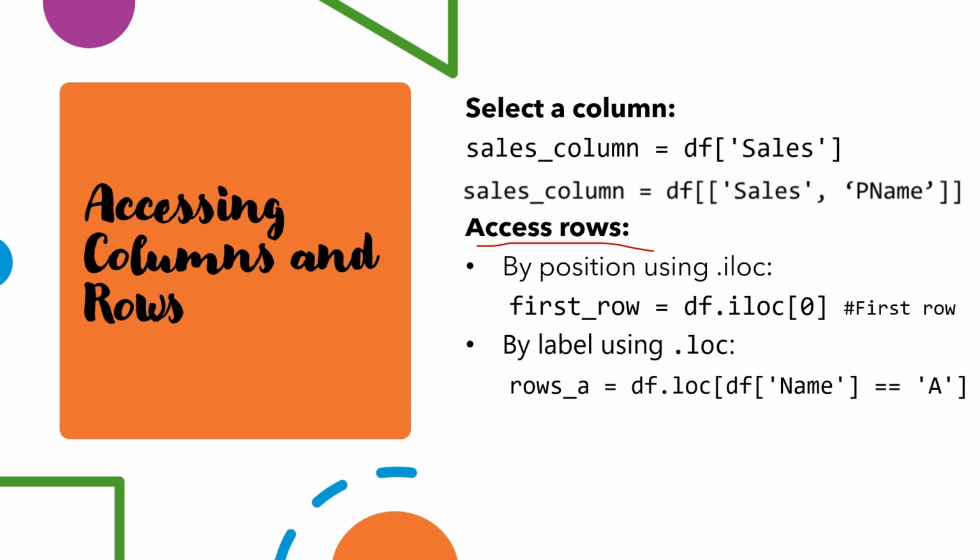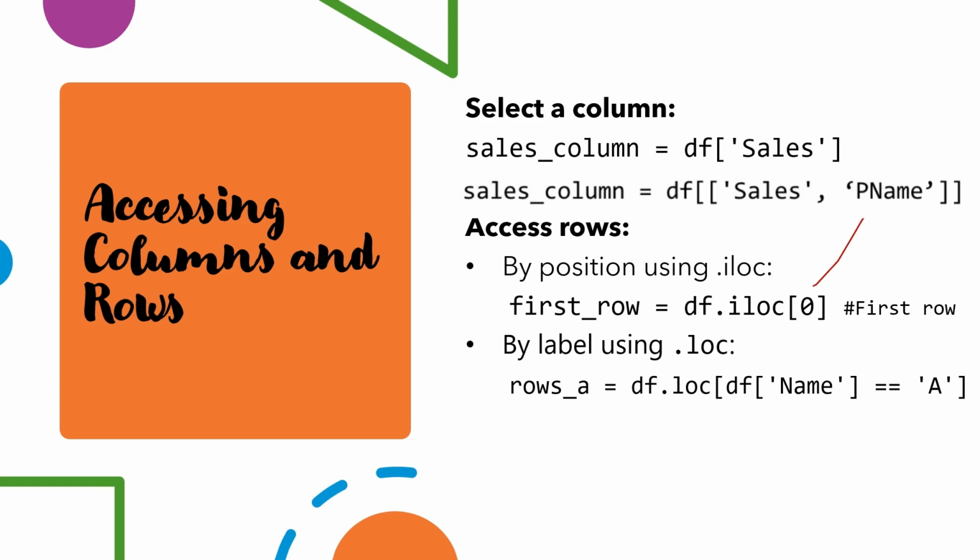To access rows, Pandas offers two primary methods for selecting data from a data frame. They are iloc and loc, where iloc is used for integer based indexing, meaning it selects data by the row position. On the other hand, loc is used for label based indexing, meaning it selects data by row labels.